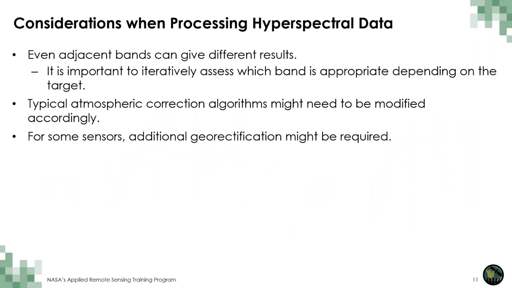Now, there are some considerations when processing hyperspectral data that we have to go through. For instance, even adjacent bands can give you completely different results. So it is important to do an iterative process to choose which band is the appropriate one depending on the target. Also, typical atmospheric correction algorithms might need to be modified accordingly, depending on the sensor. Most times, people still use some of the typical atmospheric correction algorithms like FLAASH or TAFKAA or ATREM or others. But still, you might need to tweak a little bit there, just to make it more feasible to be used with hyperspectral data. And for some sensors, there might be some additional georectification that might be required depending on the sensor.